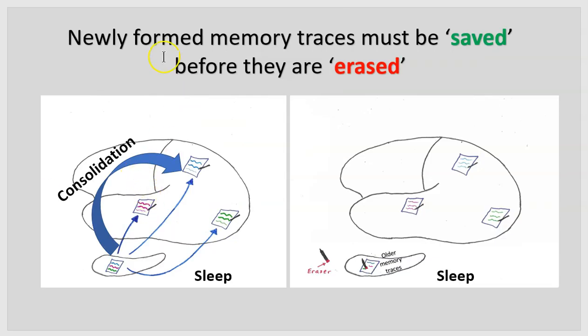So here's a way of thinking about it then. Newly formed memory traces must be saved to the cortex before they are erased in the hippocampus. So we do consolidation during sleep. We use the hippocampal memory traces for the day's learning to strengthen cortical memory traces, but then we're going to erase older memory traces, especially in the hippocampus, in preparation for new learning. So two very interesting memory processing stages are happening during sleep. One of the stages is strengthening cortical memory traces, using the hippocampal memory traces for that purpose. And then the next stage is to start to weaken older memory traces in the hippocampus to prepare the hippocampus for new learning.